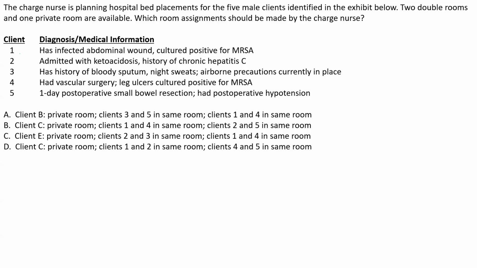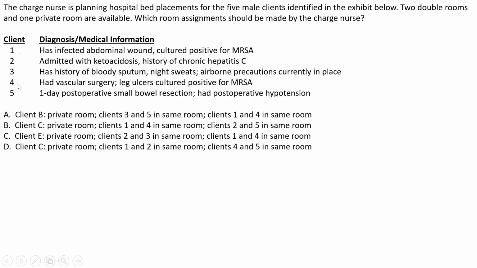Professor, is it B? How would you explain that it's B? Client C, who's client number 3, has airborne precautions and night sweats. So would they have TB? Yeah, sorry, this one should be client 2. Yeah, this one is client B, right? I meant 2, letter B, like client C. Oh, B. Client C. Yeah, client C gets a private room.